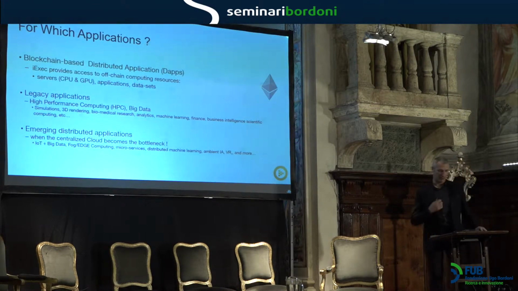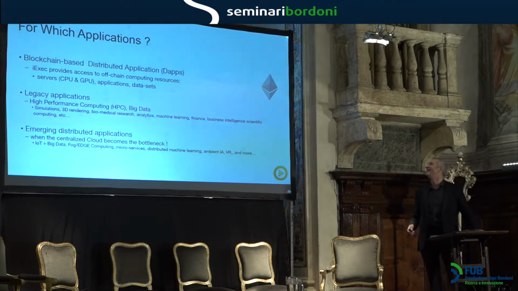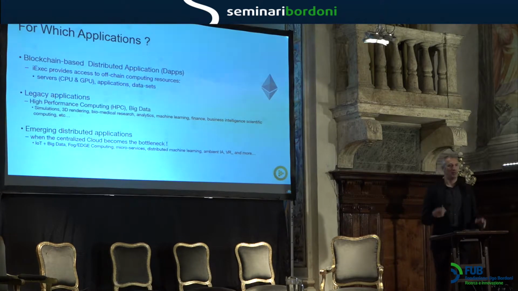So for what kind of application? This is sort of a go-to-market strategy. We are now targeting solutions for decentralized applications, for dApps. Why is that? Basically, when you deploy a smart contract on Ethereum, for instance, you have access to very limited computing capabilities. This is typically a few kilobytes of storage, a few kilobytes of memory, and you don't have any solution to go what we call off-chain.